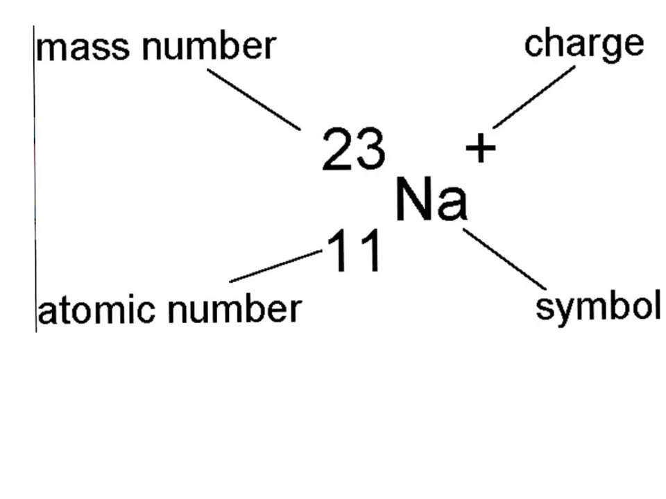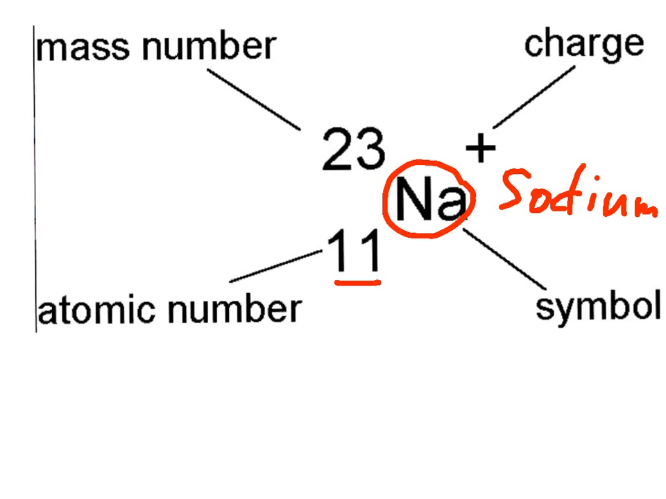This is a form of nuclide notation. It tells us the symbol. In this case, this would be the element. That's right, sodium. There are two numbers. There's a smaller number, 11, and a larger number, 23.